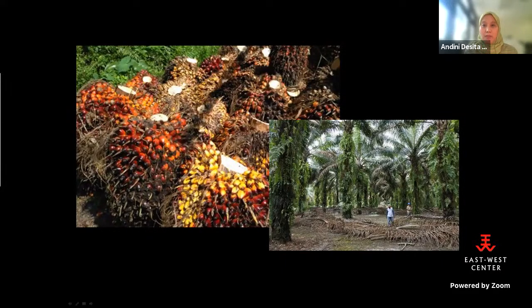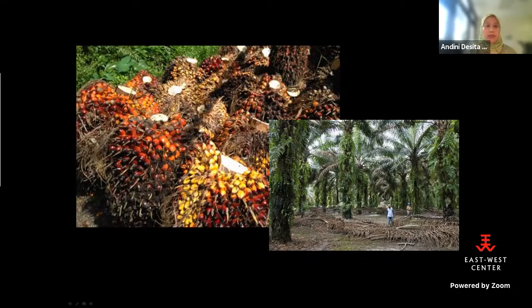So this is what the oil palm fruit looks like. Two types of palm oil can be produced: the crude palm oil that comes from squeezing that fleshy fruit, and the palm kernel oil, which comes from crushing the kernel. So when we talk about the state of the oil palm plantations, we have to know why palm oil is a successful crop.